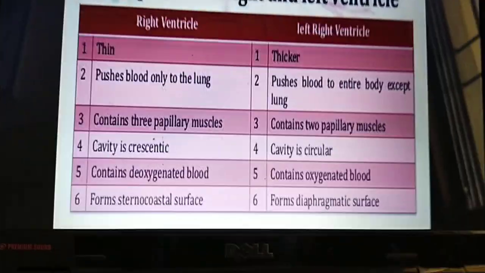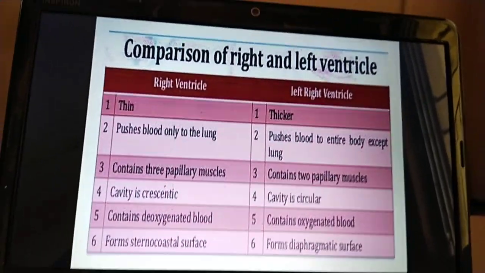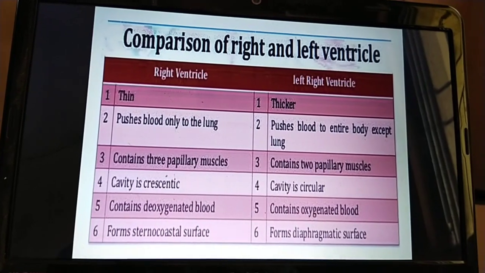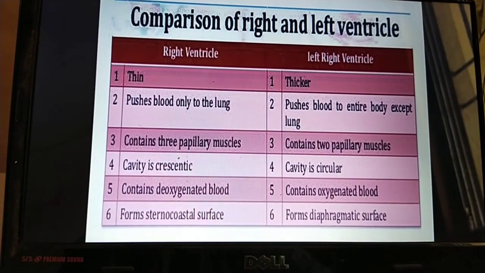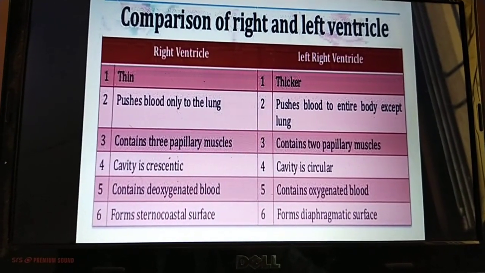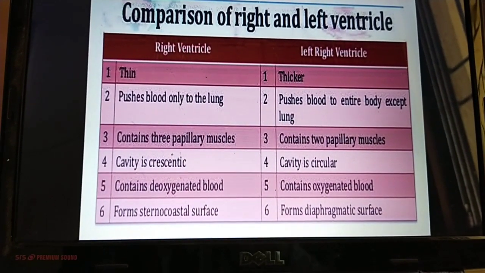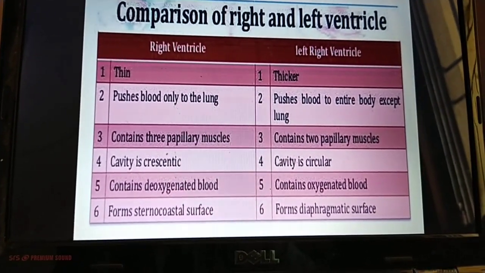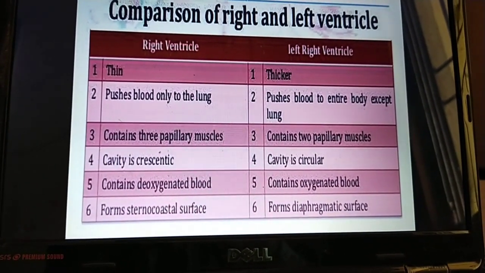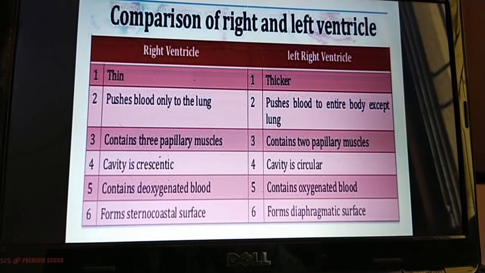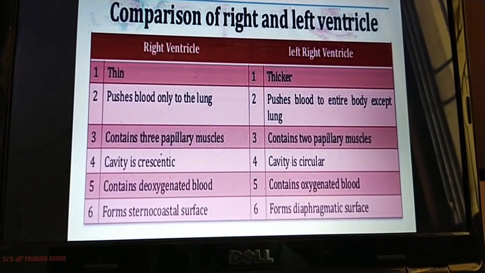Now we can go for the difference between the left ventricle and right ventricle. The right ventricle is thin, the left ventricle is thicker. The right ventricle pushes blood only into the lung. The left ventricle pushes blood into the entire body except the lung. The right ventricle contains 3 papillary muscles. The left contains only 2 papillary muscles.